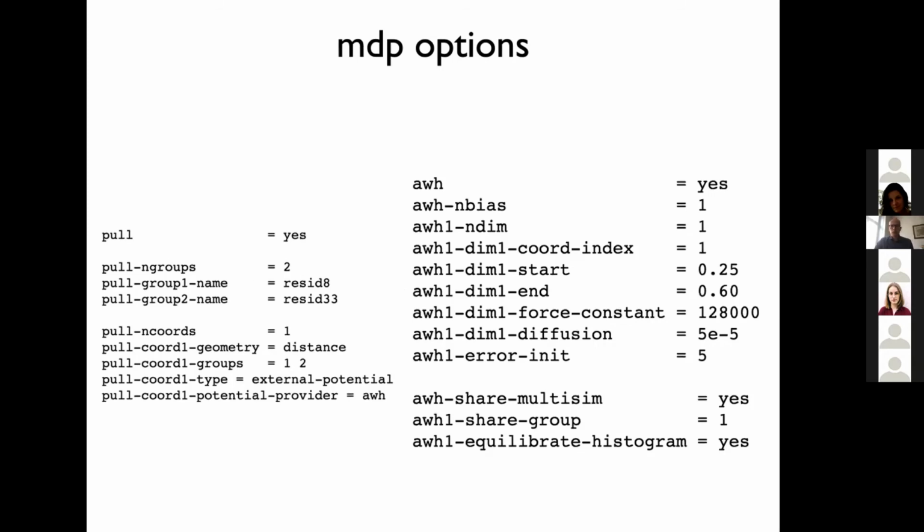Then you need the AWH parameters here as well. So you need to turn on AWH. We want to have 1 bias, so in this case, there's 1. You can have multiple independent biases active, in case you would want to have independent biasing of multiple things.